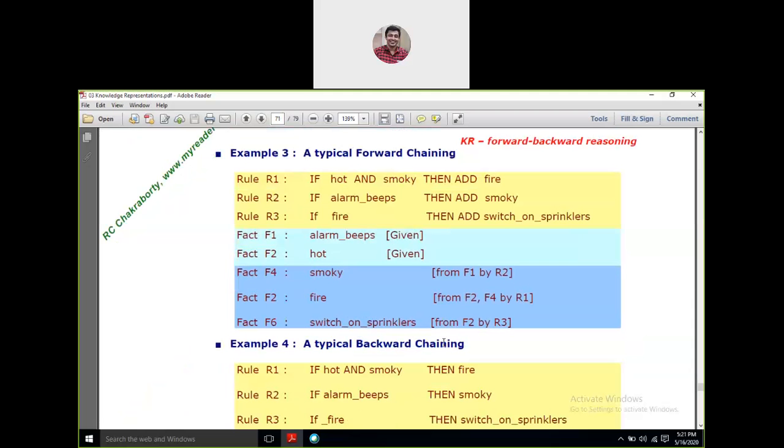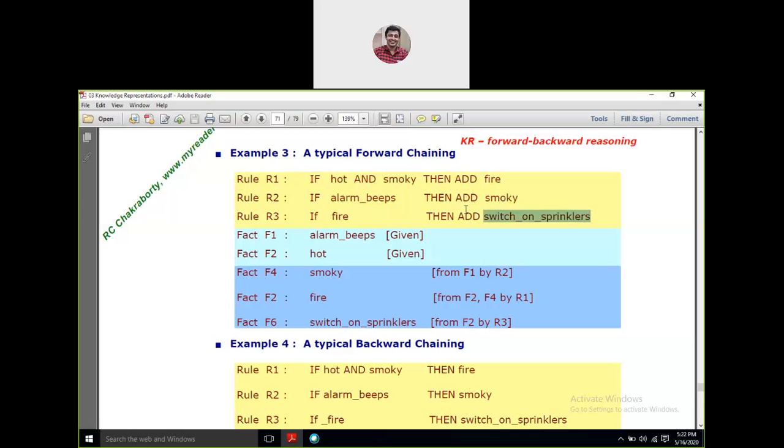There is a typical example for forward chaining that has been provided to you. I do have the rule R1. Rule R1 says if it is hot and smoky, then add fire, right? Add means you can add a further fact that is fire. Now, if the alarm beeps, then you can add another piece of information that it is smoky. Rule 3 says if there is fire, then add another fact that is switch on the sprinklers.